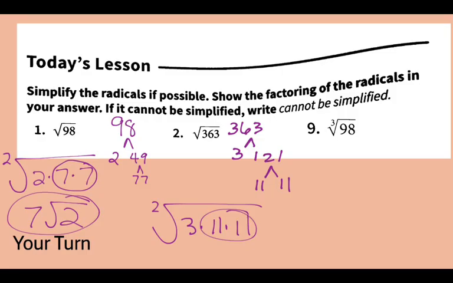11 comes out. What's left inside, Zeb? 3. All right. So the square root of 363 is 11 times the square root of 3. Now let's do number 3.